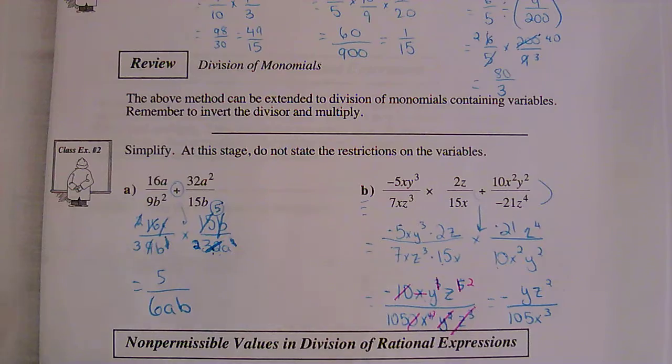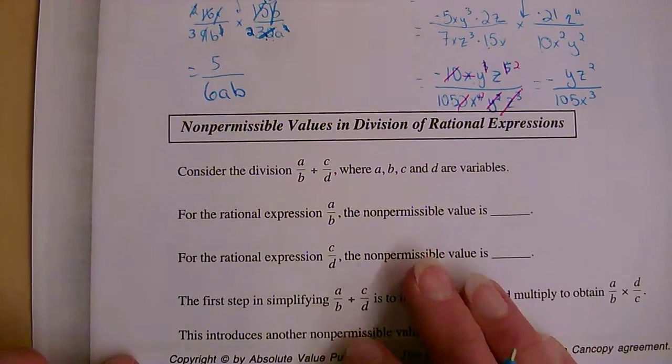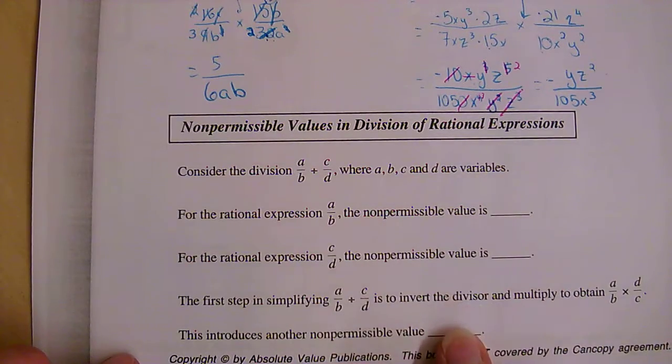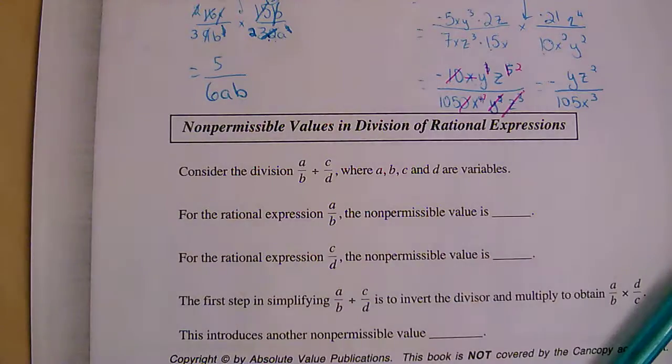All right. So non-permissible values. I want you to fill these out because you should be able to do this with the knowledge that we have right now. So I'm going to give you like 2 minutes, fill those out.